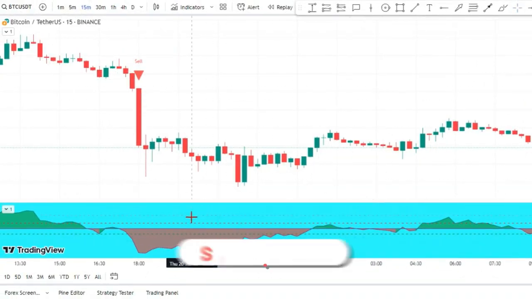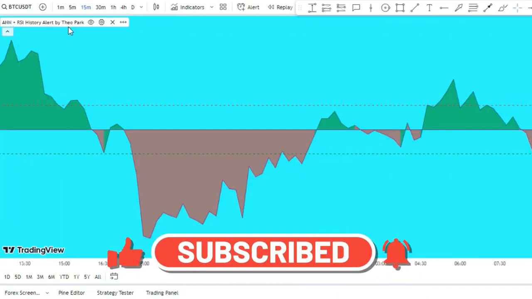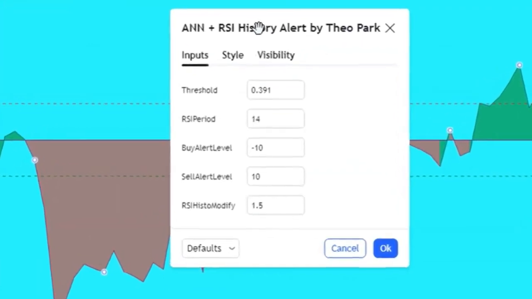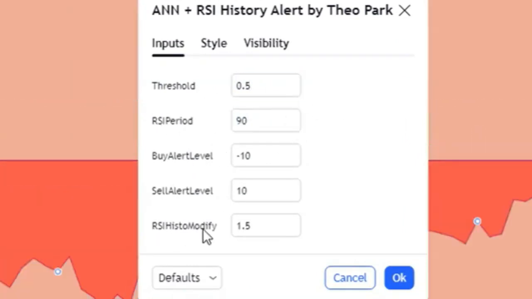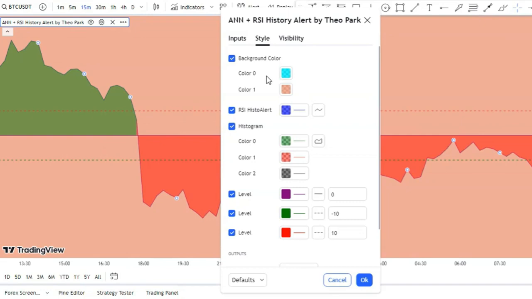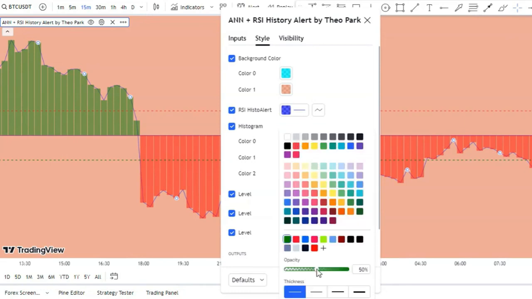When you first apply it to the chart, you'll see it needs some tweaks, both visually and in its parameter settings. So in the Inputs tab, set threshold to 0.5, RSI period to 90, and RSI Histo modify to 6. Then carefully follow the Style tab adjustments I make in the video step by step. Those visual settings are important for clearly identifying the signals.